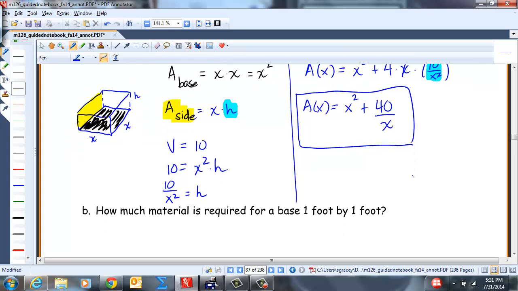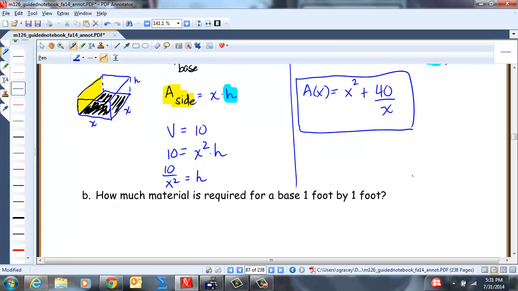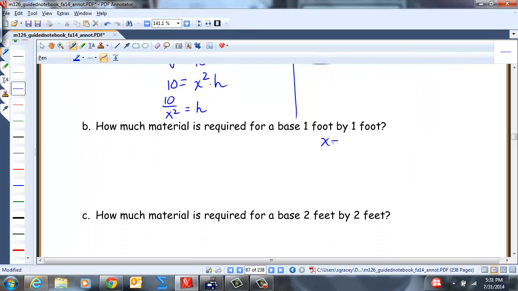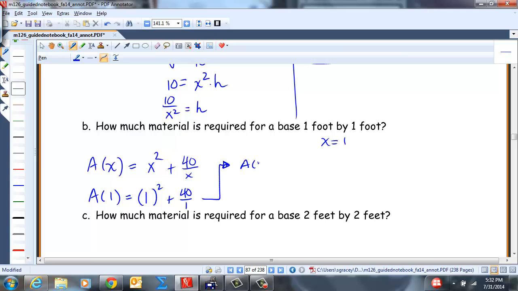Okay, so using this formula, how much material is required for a base 1 foot by 1 foot? So basically, this is telling us that x is 1. So using our formula, area in terms of x is x squared plus 40 over x. Area when x is 1 will be 1 squared plus 40 over 1. So area, or not area, amount of material when x is 1 is going to be 41. And that'll be feet squared.